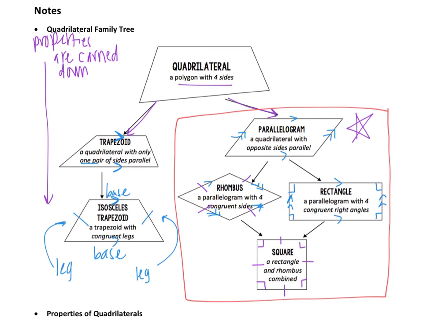So you can remember this little family tree by the acronym PRRS. P-R-R-S. Kind of like my little kitty. She purrs. Parallelograms split into rectangle and rhombus, and then rectangle and rhombus come together to make a square.